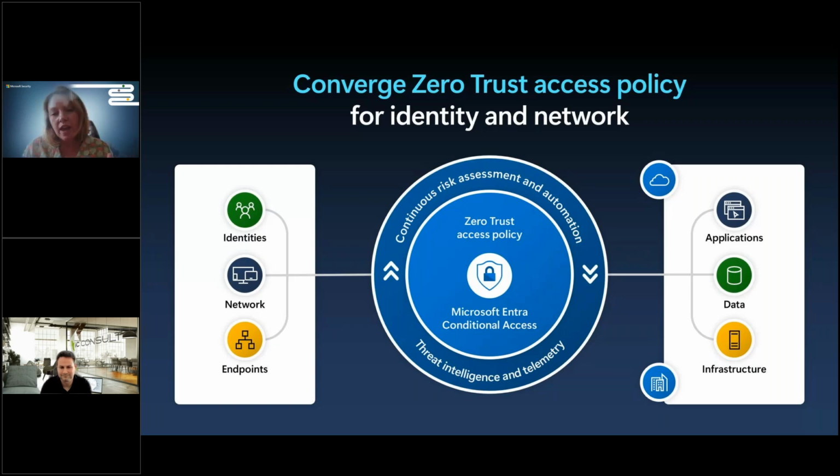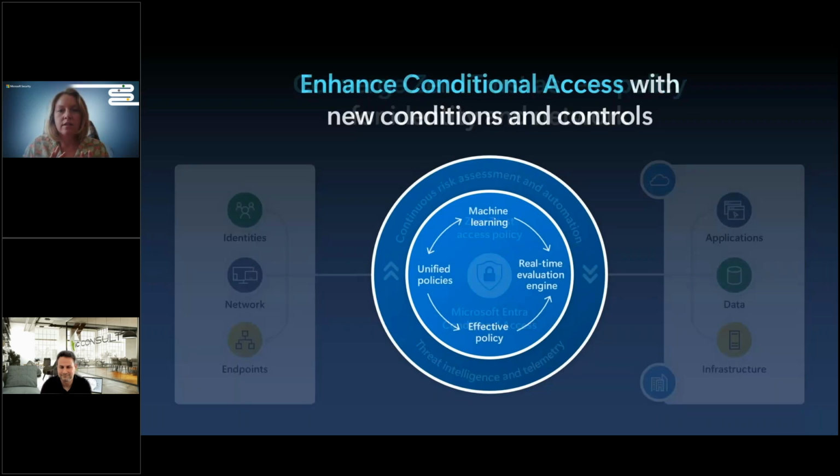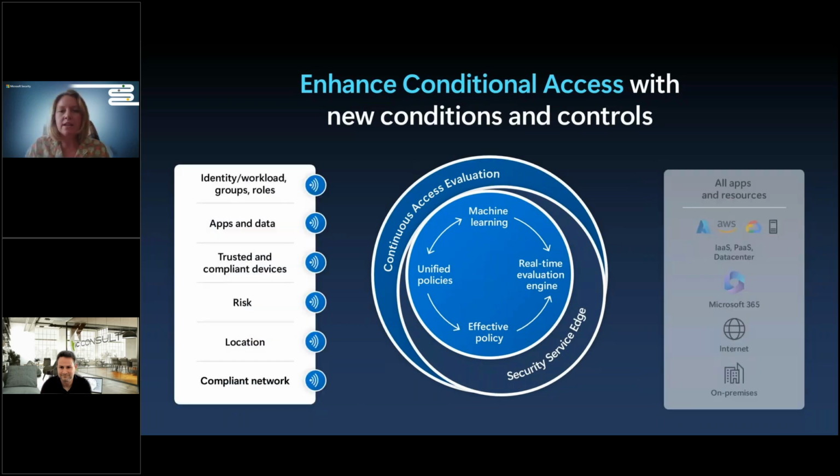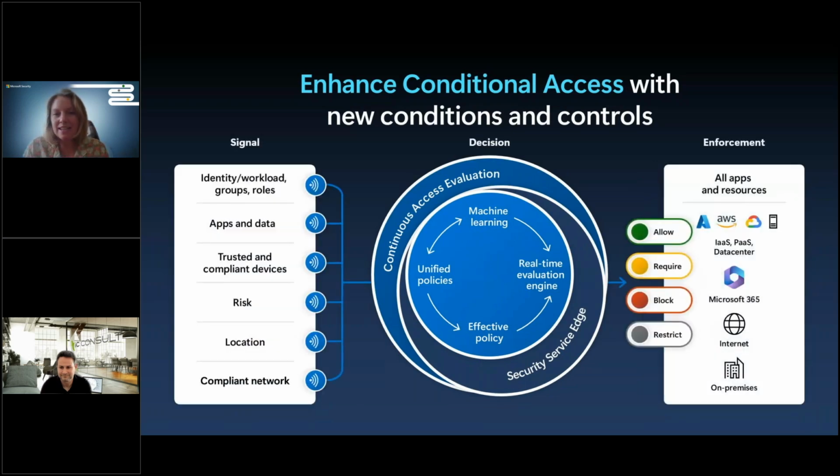So with Entra, by converging this approach, we're enabling that one unified policy that will reason over identities and endpoints and networks together. And so to talk a little bit more about this, converging those identity and network access controls also makes it possible to extend continuous access evaluation to any application.